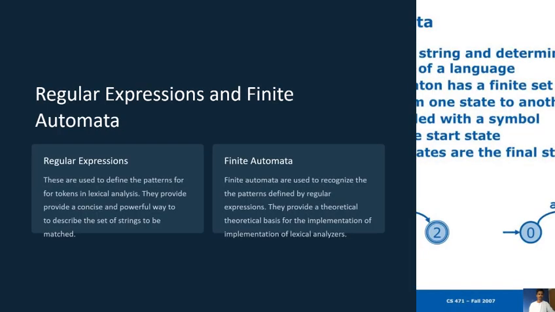In this, there are also regular expressions and finite automata. Regular expressions are used to define the patterns for tokens in lexical analysis. They provide a concise and powerful way to describe the set of strings to be matched. And then regular expressions and finite automata: finite automata are used to recognize the patterns which are defined by regular expressions. They provide a theoretical basis for the implementation of lexical analysis.